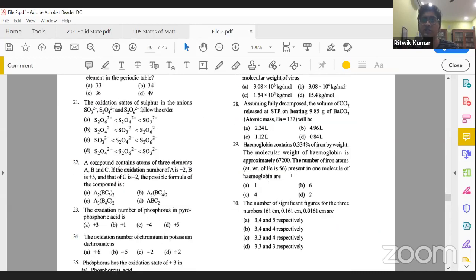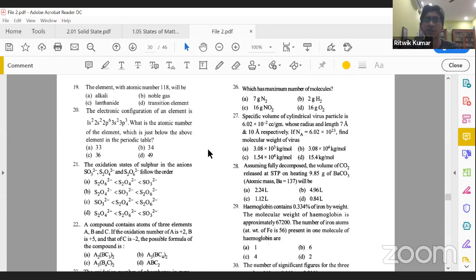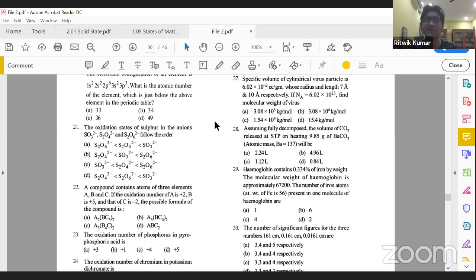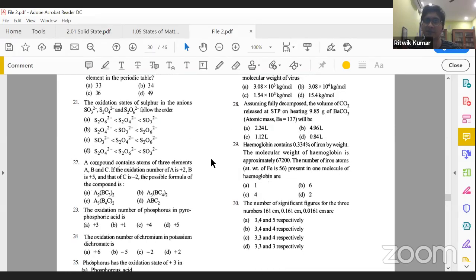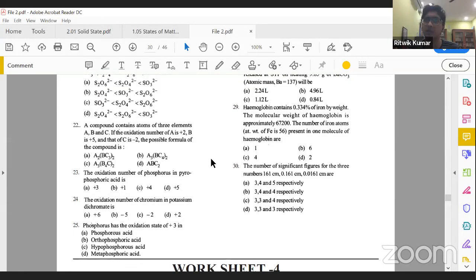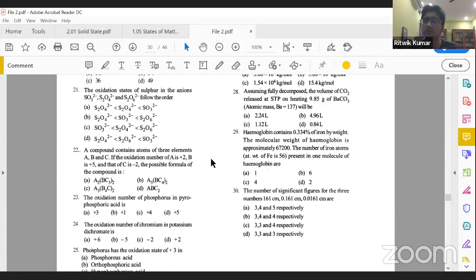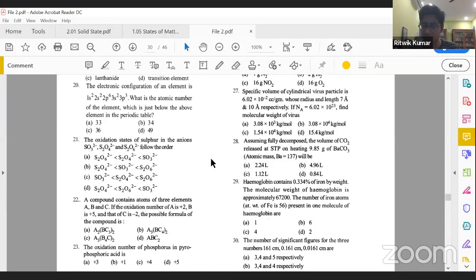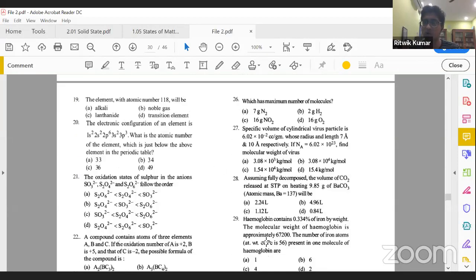For the worksheet section, the 21st question is the same as the previous module question. The rest of it is just oxidation numbers. I'm sure you'll be able to do these. Right? Is it clear? Can I move on to the states of matter? Okay.